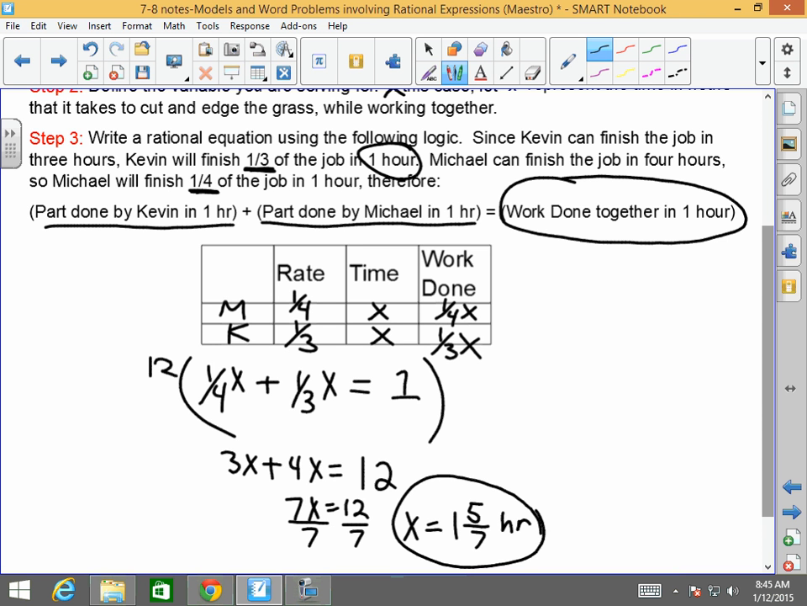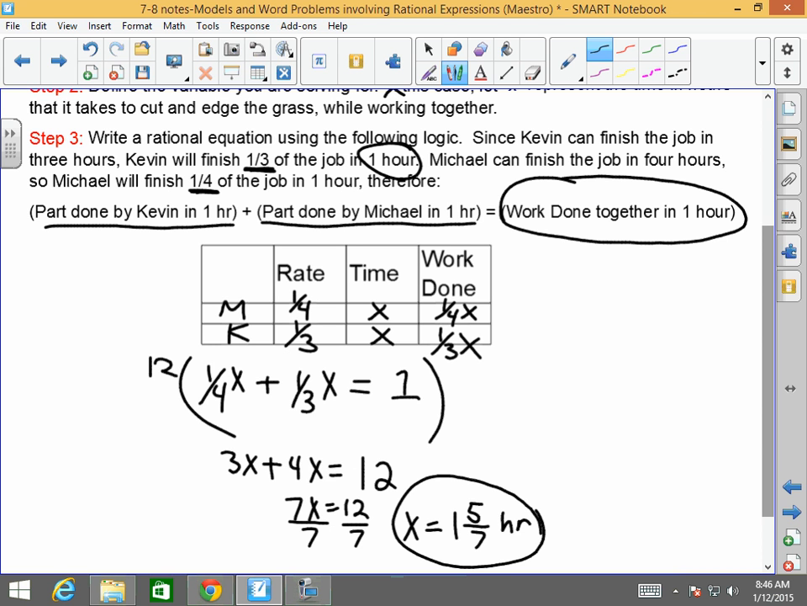So this is tough. This is confusing because you have to figure out the rate within 1 hour. And then you have to figure out how much time it's going to take at that rate to complete one full job. Okay?